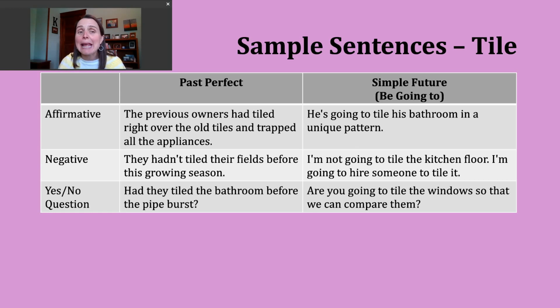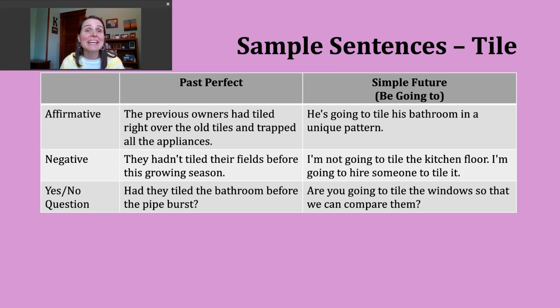Now let's talk about making negative past perfect sentences. To do this, again, start with your subject, use had not, and then the participle form of the verb. Here's another example. They hadn't tiled their fields before this growing season. This second sentence, or my negative sentence, is going to go back to the second meaning of the verb. So this sounds like we're talking about farmers, or we're talking about an agricultural company, meaning they had not installed this system of drainage.